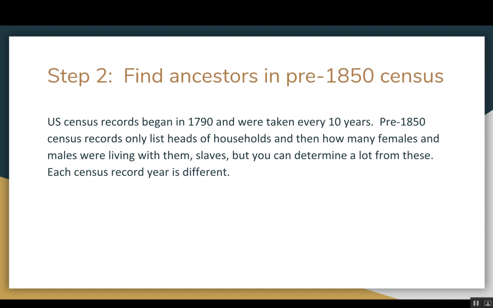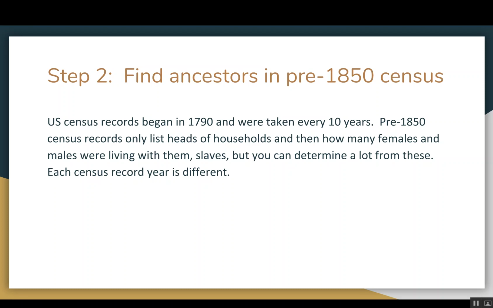But anyway, today we're going to talk about looking at census records pre-1850. And as most of you know, the U.S. Census Records began in 1790 and they were taken every 10 years. But with the pre-1850 census records, they only list the names of the heads of households, and then they'll list how many females and their ages and how many males and their ages, and also slaves. But even though it's limited information, you can still determine a lot from these.